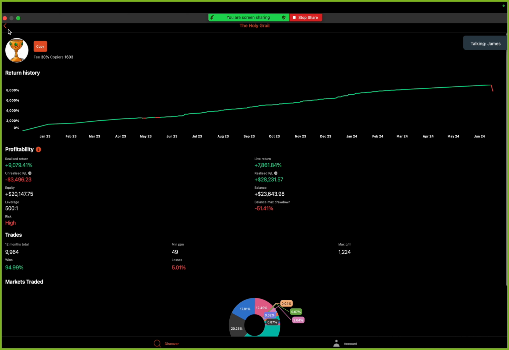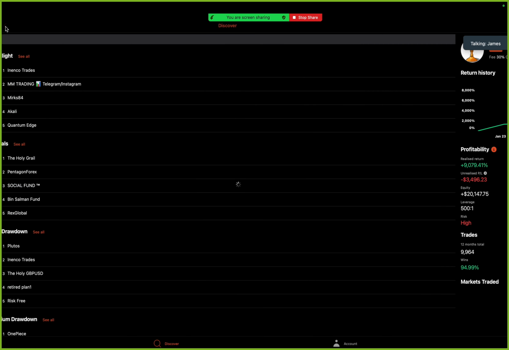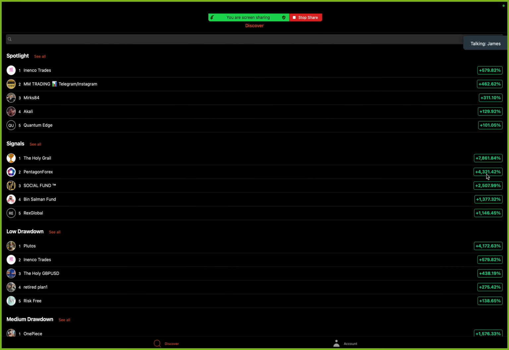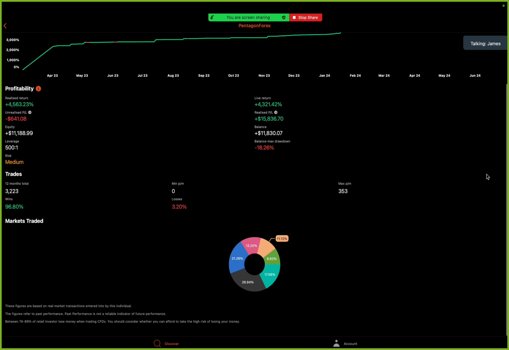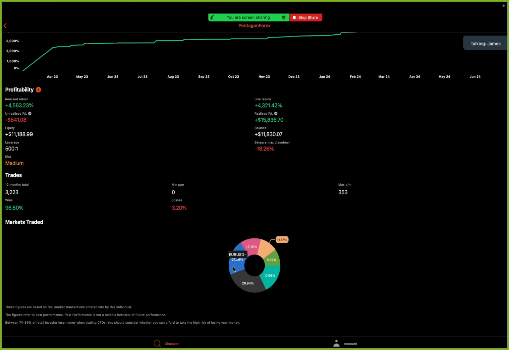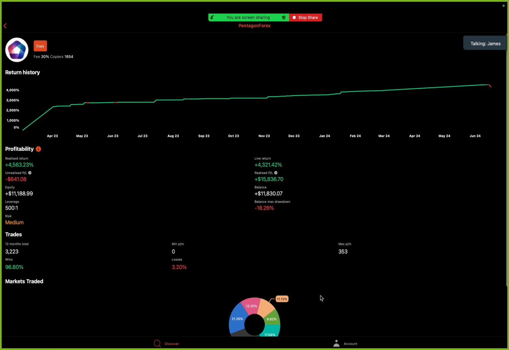Now let's go back and let's take a look at two of the other copy traders on there. We'll start with Pentagon Forex, which gave its users to date over 4,000% returns, which is amazing. And you can see that the maximum balance drawdown is 18%, which is a lot friendlier for users, okay? We can see they've won 97% of their trades with only 3% of them lost. And if we scroll down, we can see that they trade GBP USD, Euro USD, UJ, Euro AUD, US Oil, and GBP JPY as well. Okay, now again, the fee is 30% and there's just over 1,600 people currently copying these trades.